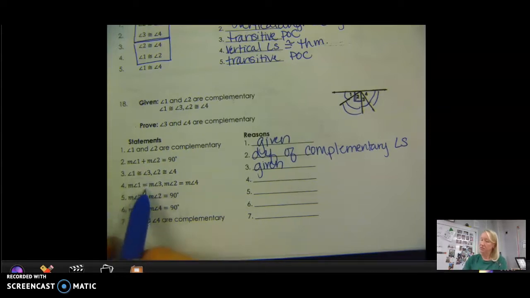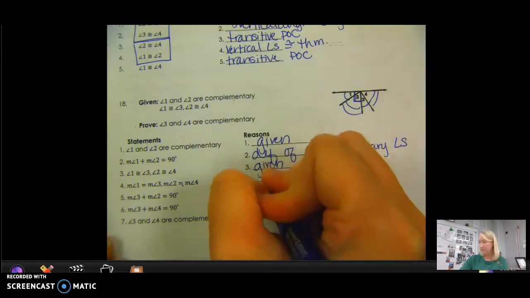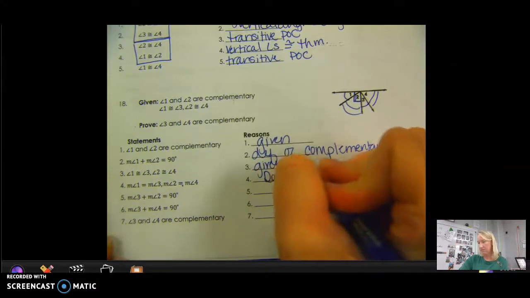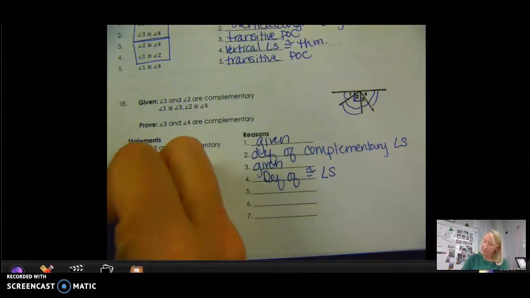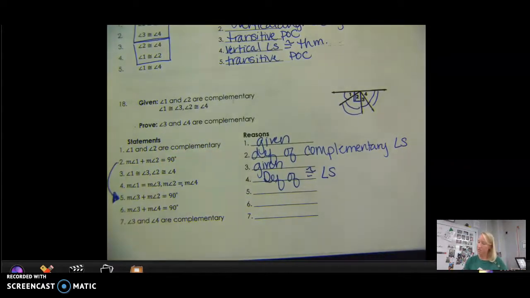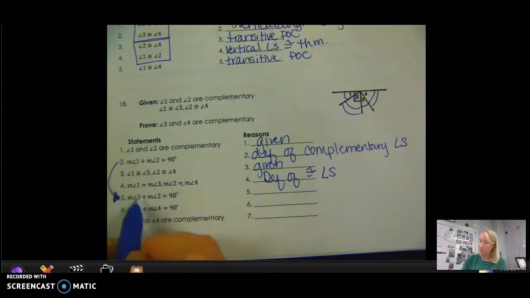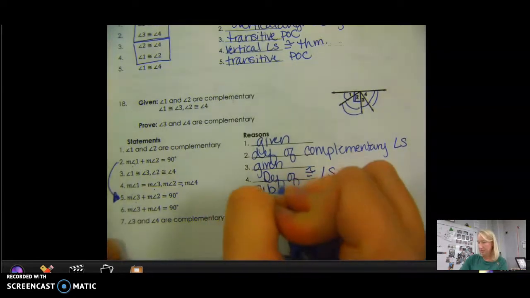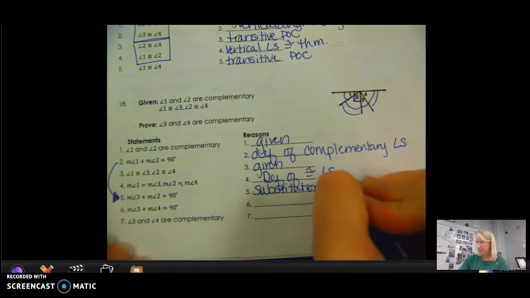They changed this from congruent to equal, and we're talking about angles. So that is that definition of congruent angles. Measure of angle 3 plus the measure of angle 2 equals 90 degrees. Okay, so they took step 2, where it was measure of angle 1 plus the measure of angle 2 equals 90. And since I know that 1 equals 3, they took out 1 and put in 3. So that would be substitution, POE, or equal, so E.